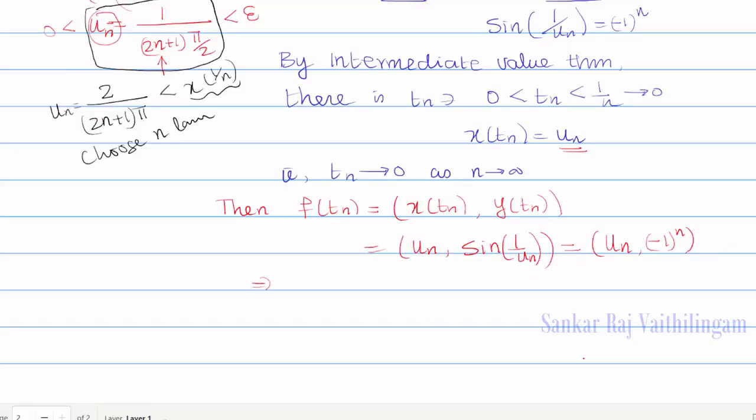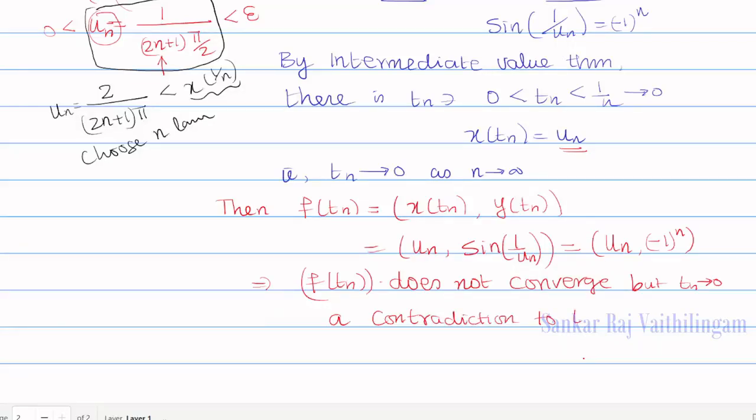So this implies that f of tn does not converge. That is, this sequence does not converge. It is a contradiction, because tn converges to 0, to the fact that f is continuous.